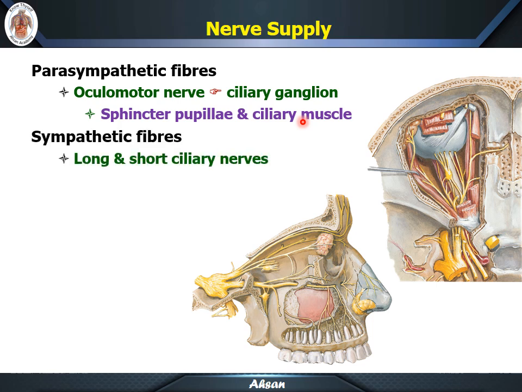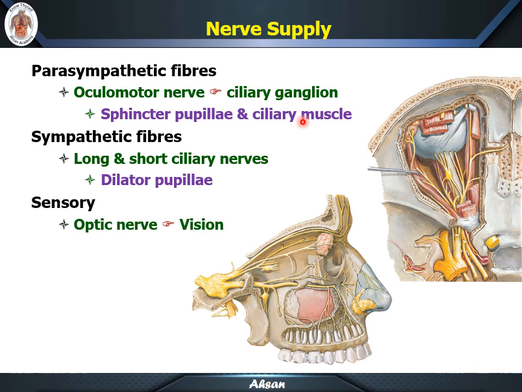Sympathetic fibers are distributed to the eyeball through the long and short ciliary nerves, and this is responsible for the innervation to the dilator pupillae. So they dilate the pupil. Contraction of this will increase the size of the pupil. The sensory supply, the vision, is through the optic nerve, and there is also general sensation.